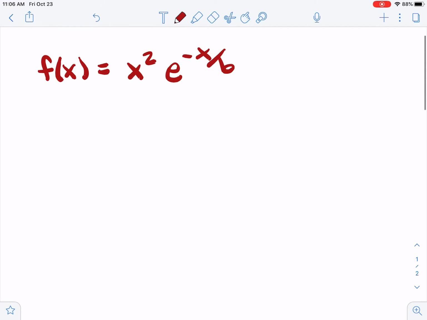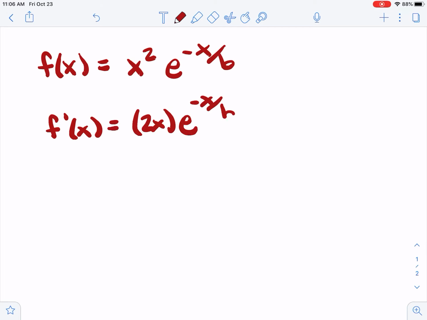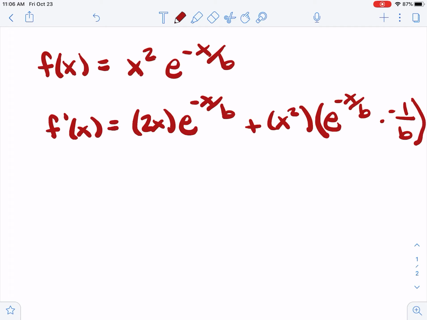Another critical point example, we want to again take the derivative and set it equal to 0. So the derivative, in this case, we obtain with the product rule. We have 2x times e to the minus x over b plus x squared times e to the minus x over b times minus 1 over b, where that last minus 1 over b comes from the chain rule. That's the derivative of negative x over b.